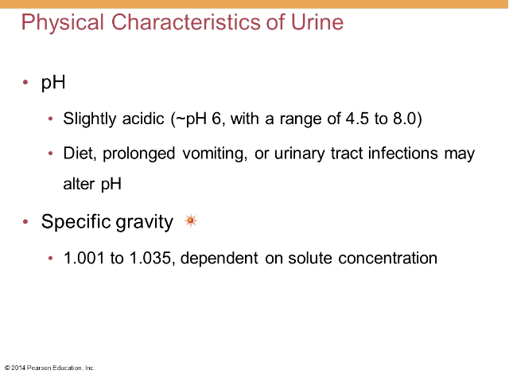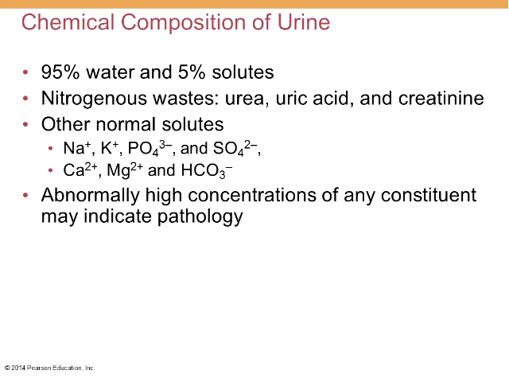Now, specific gravity. If you look at the specific gravity of water, it's considered 1. That is, it has a value of 1. When you add things to the water, the specific gravity becomes higher because you have more stuff in it. It weighs more, so to speak. And so the specific gravity of urine can be 1.001, very dilute urine, to more concentrated urine, which is 1.035. And we actually use a gravitometer. We take a small drop of the specimen, and we can look at the gravity of that urine with the gravitometer.